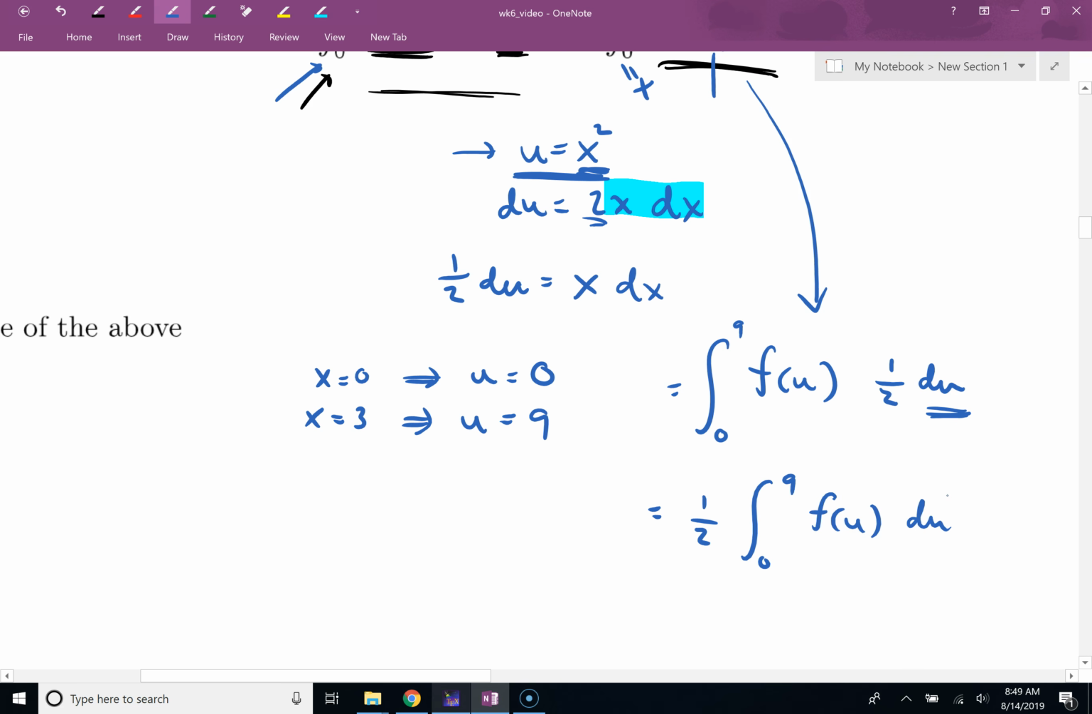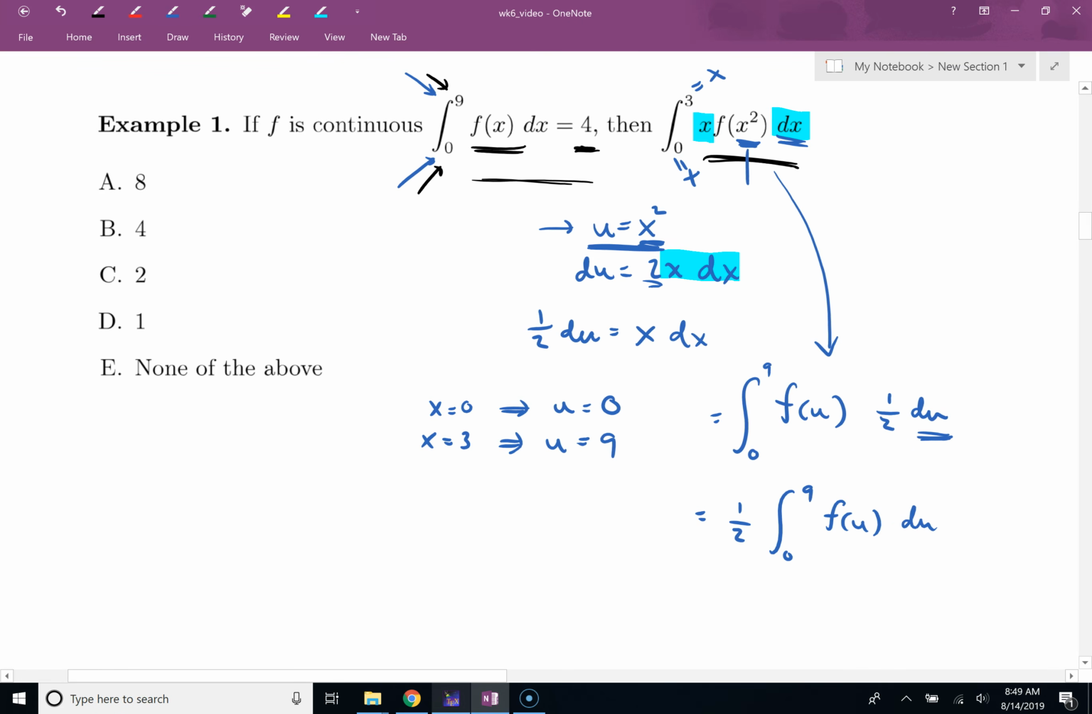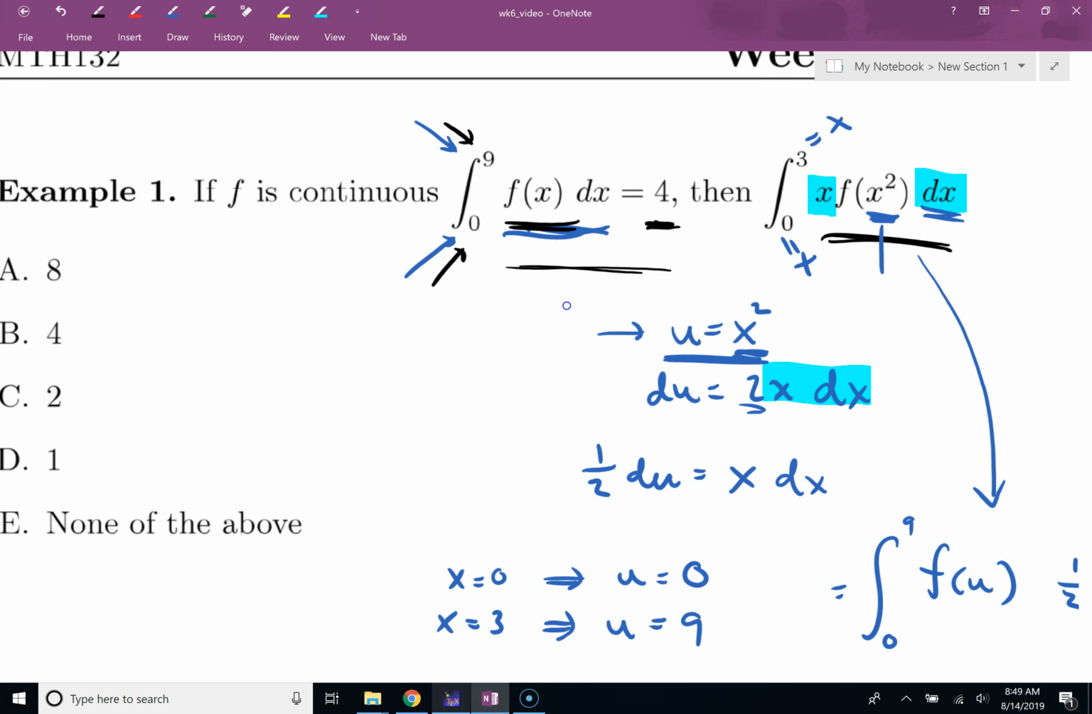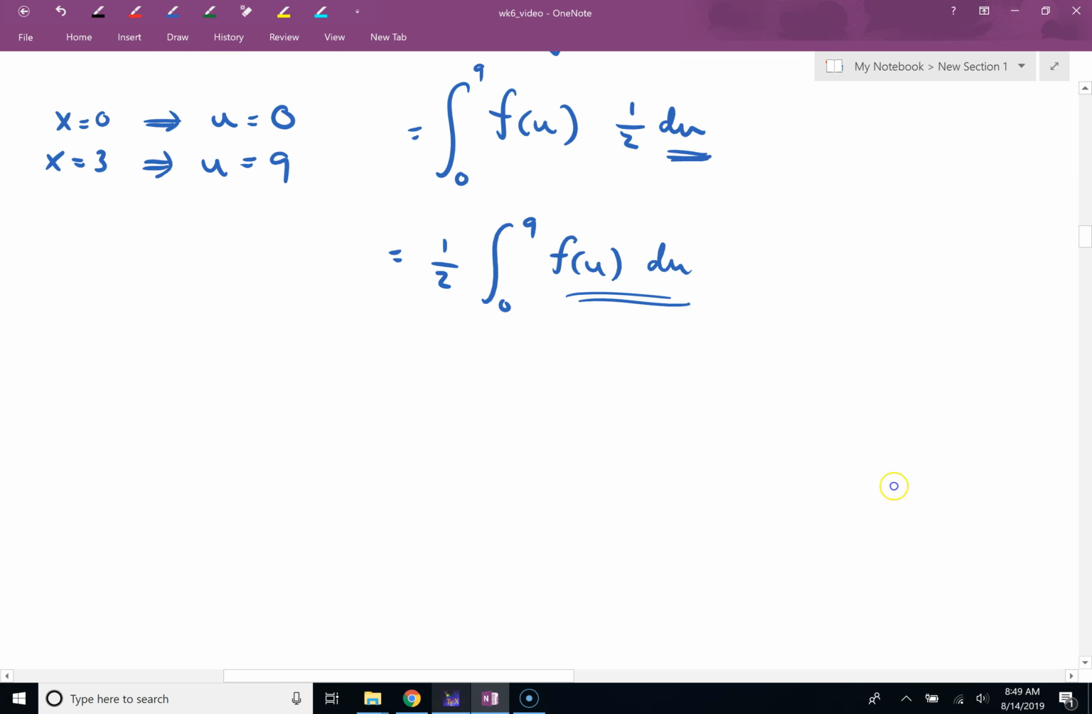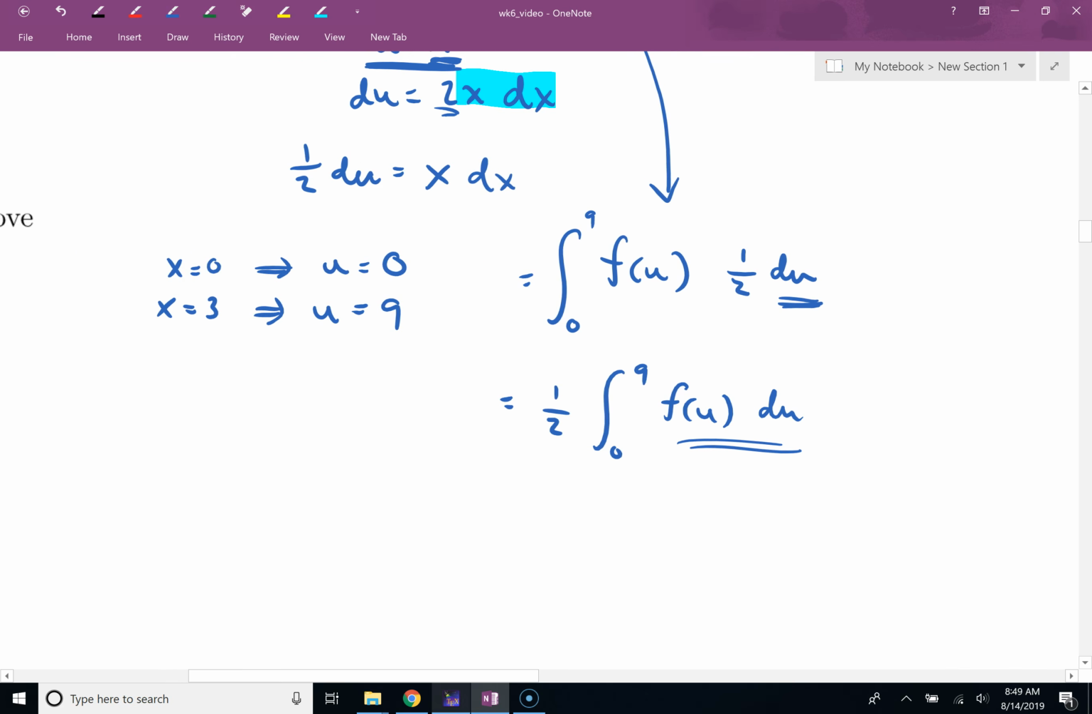I know in previous semesters, some students have gotten really hung up on the fact that we don't have x here, right? That this is all x's and this is all u's. But remember the physical meaning of this: it's the area under the curve on this interval from 0 to 9. So this one says that the area under the curve on the interval from 0 to 9 is 4. And this down here talks about the area under the curve on the interval from 0 to 9. So that right there is 4. So this is going to be 1/2 times 4. My final answer here is going to be 2.